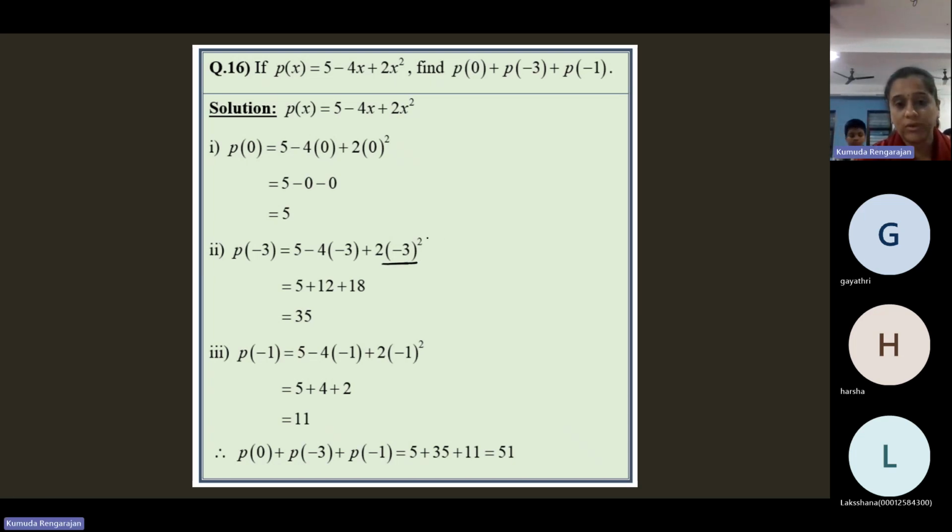Minus 3, the whole squared, is minus 3 into minus 3, plus 9. 9 twos are 18. See, it's not plus into minus, minus. You need to simplify the exponent first. Minus 3 squared, minus 3 into minus 3, plus 9. 9 into 2, 18. Similarly, minus 1 into minus 1 is plus 1, into 2. And here, 2 into 0 squared is 0. 2 into 0 is 0, not 2. Got it?